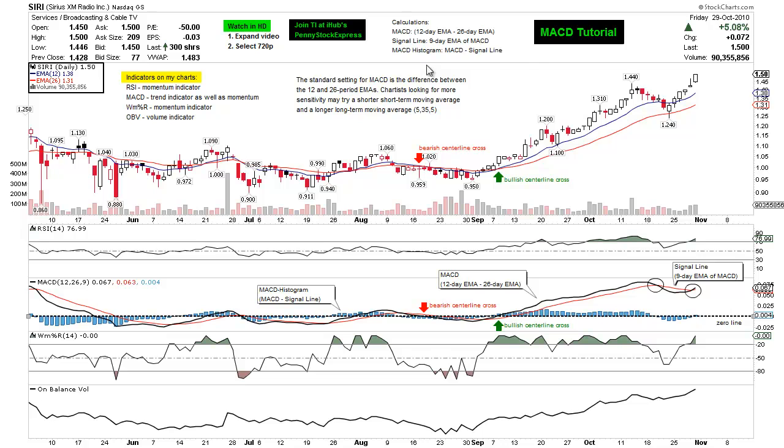chart. This will be a MACD tutorial, moving average convergence divergence, and that is an indicator. You can see that I use it down below on almost every single chart that I produce. Siri is the stock of choice.